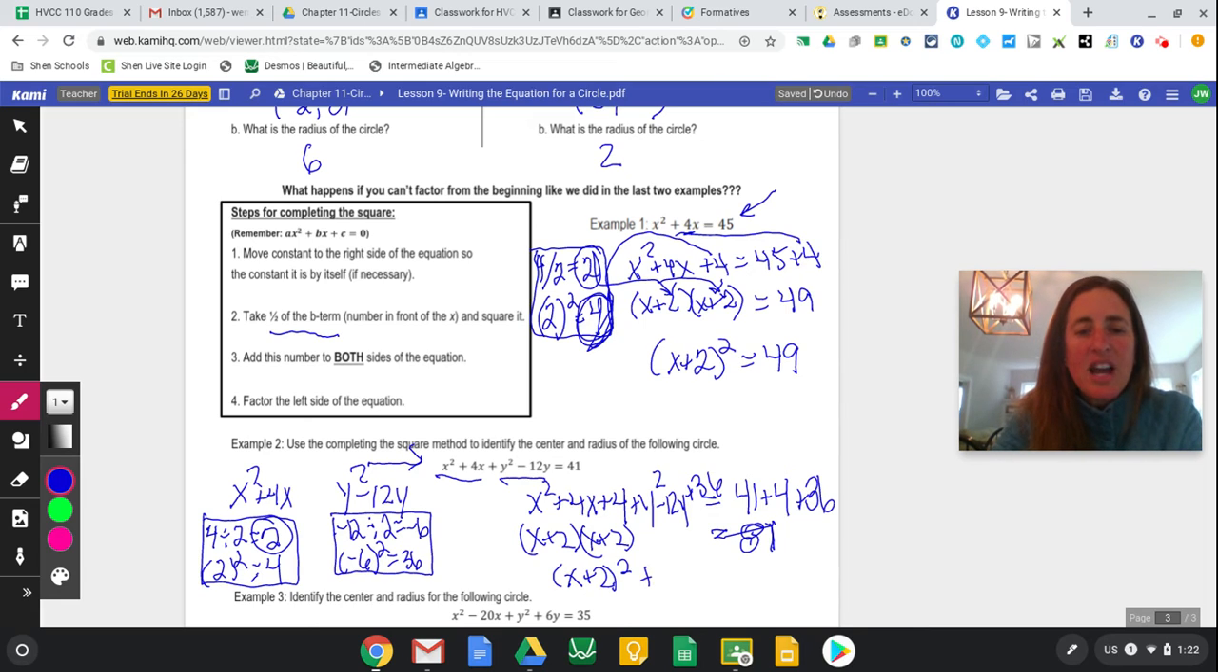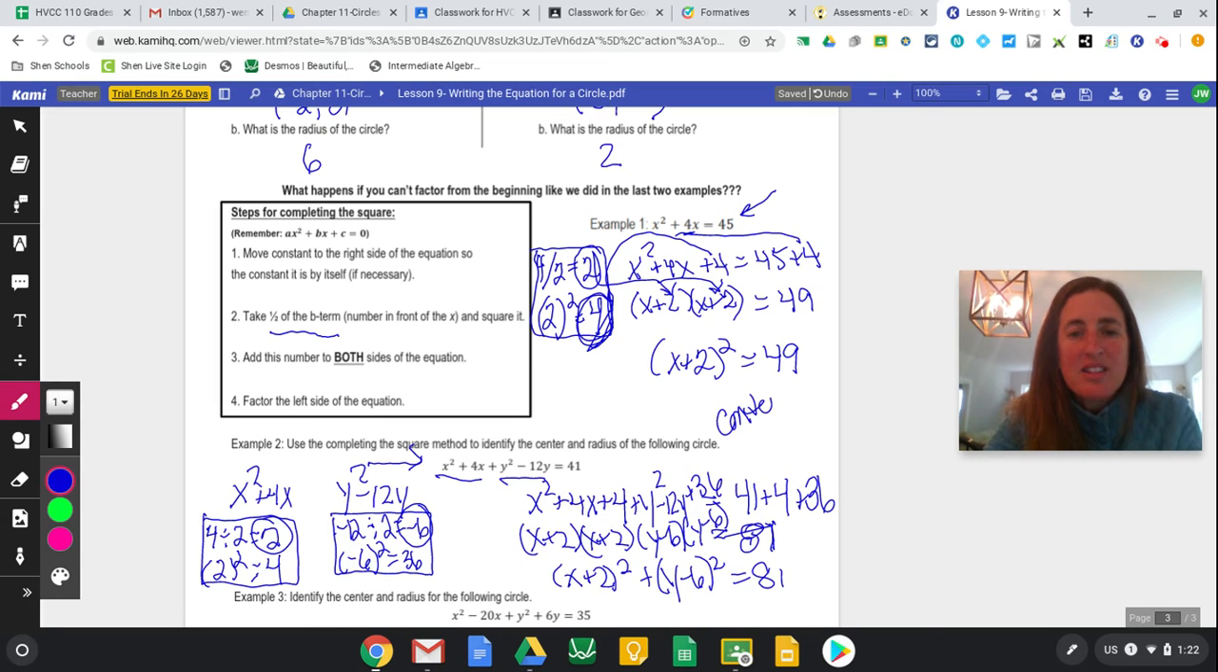What do you think this guy is going to be? The first thing over here is the y minus 6 squared. And sure enough, this guy would factor to be y minus 6 times y minus 6, or y minus 6 squared equals 81. Okay, now I haven't even found the center, but in this case, my center now, I can easily see it from my equation, is negative 2, 6, but my radius is 9.